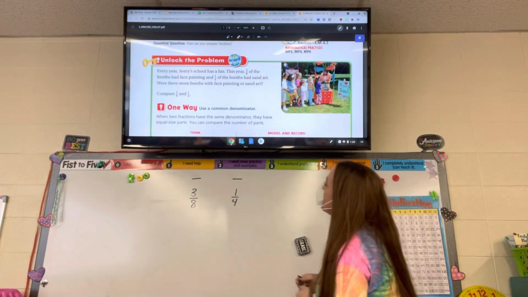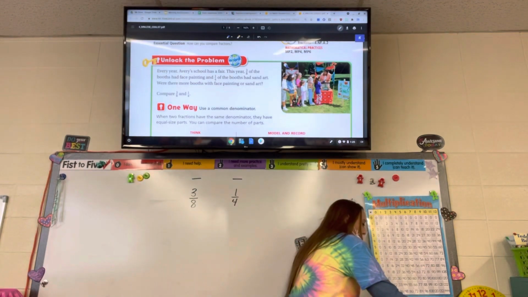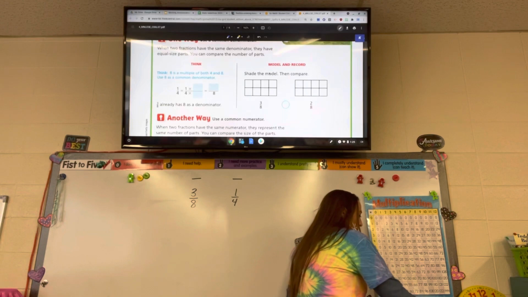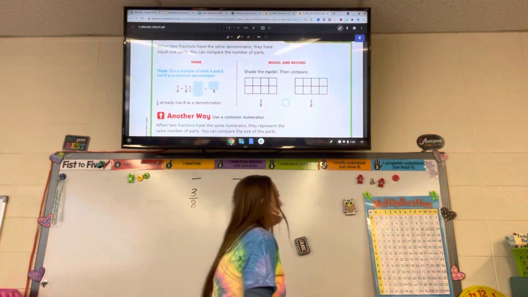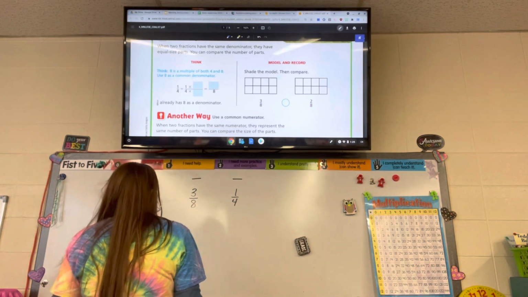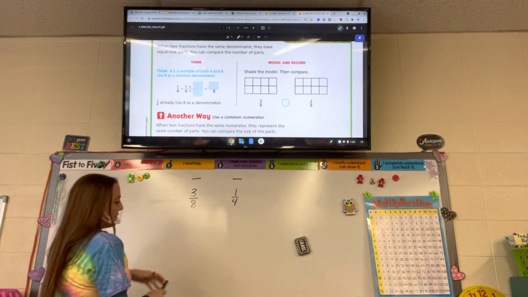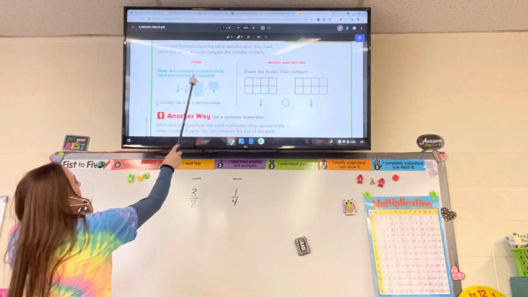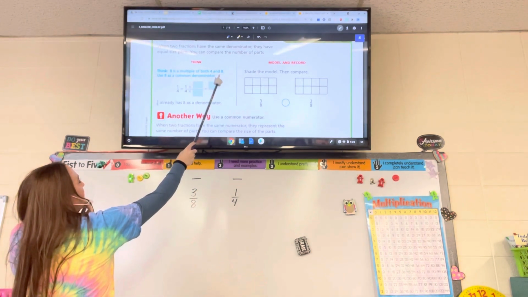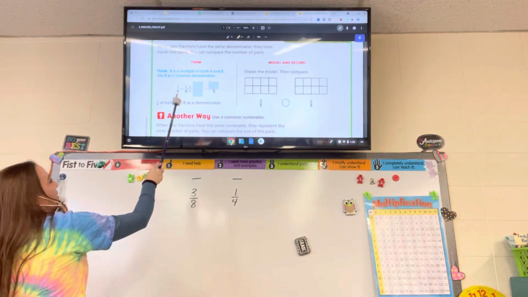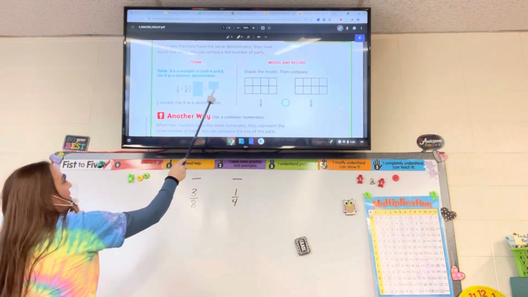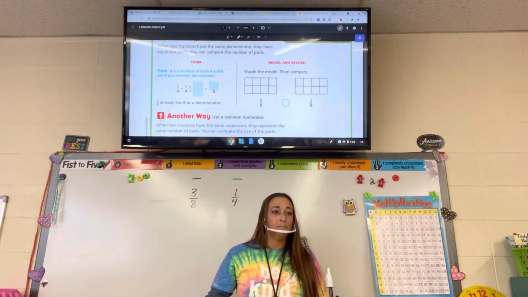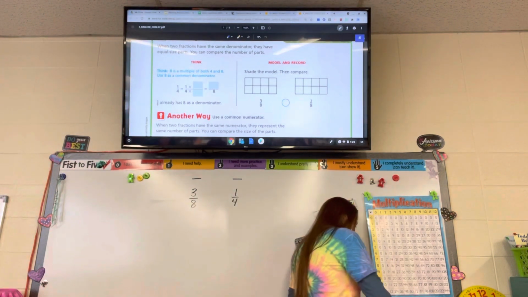Okay, so one way, if we try to use the benchmark 1/2 and that doesn't work, is to use a common denominator. So think about this. 8 is a multiple of both 4 and 8, right? So we can multiply 4 times something and get 8. What is that? 2. And if you do it to the bottom, you do it to the top.